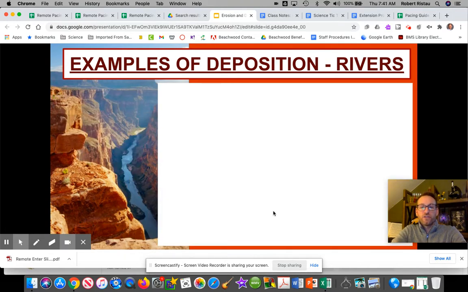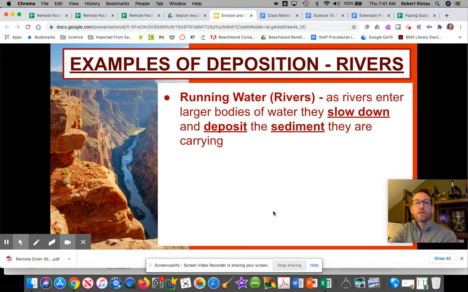Well, just like we talked about before, eventually, though, water slows down. And when water slows down, it has less force. And when it has less force, that means it's not able to carry as much sediment anymore. It's not as strong. So when does water slow down? Well, it usually slows down when it empties into or enters into a larger body.